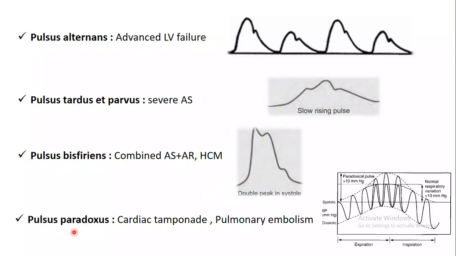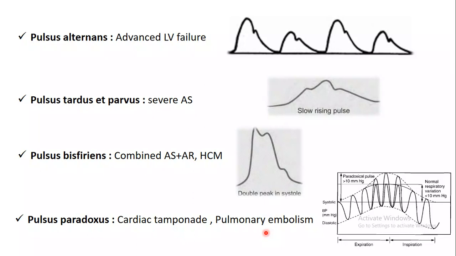Finally, pulsus paradoxus. Why is it called paradoxus? Because normally during inspiration the pulse volume decreases. This phenomenon is normal, but up to certain limits. A drop of blood pressure up to 10 millimeter mercury is normal, but when exaggeration of this normal drop occurs, more than 10 millimeter mercury drop of blood pressure during inspiration, this is pathological and might be seen in patients where the filling of the heart is impaired due to compression from outside, like in cardiac tamponade, or due to mechanical obstruction in the pulmonary circulation, like in patients with pulmonary embolism.